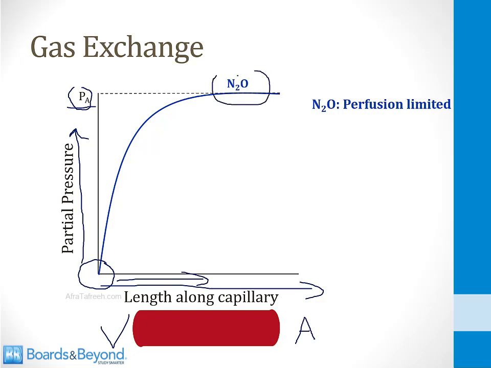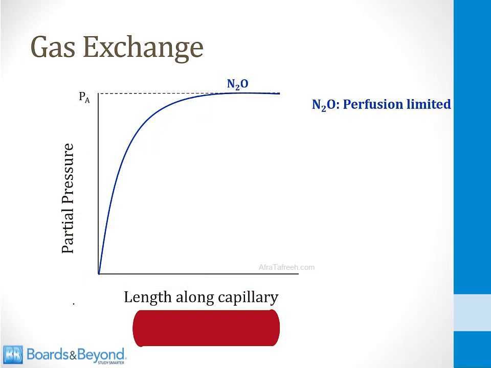But as blood flows along the pulmonary capillary, it picks up nitrous oxide from the alveoli and it quickly reaches equilibrium where the concentration in the blood, which is the blue line here, is equal to the concentration in the alveoli. And when a gas behaves like this, we say it is perfusion limited. And nitrous oxide is the classic example of a perfusion limited gas. And you can establish this experimentally by looking at how quickly the concentration rises as blood flows through a capillary.